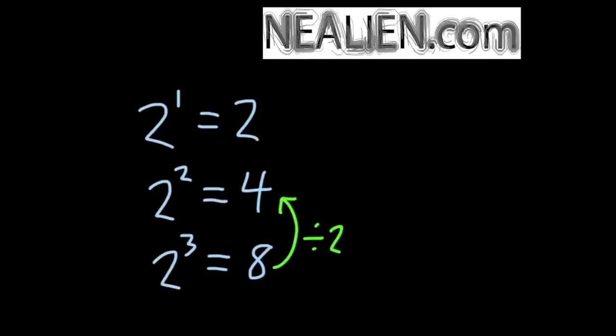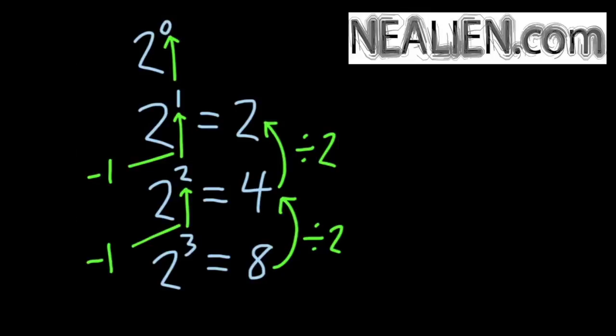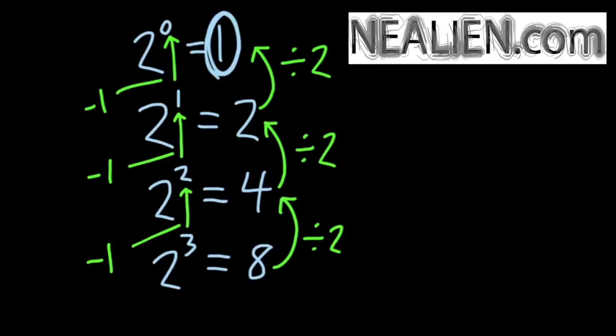If you go from the 8 to the 4, you divide by 2. If you go from the 4 to the 2, you also divide by 2. So if you decrease in powers from 3 to 2, you're dividing by 2 on the right side. If you decrease from 2 to 1, you're also dividing by 2. So therefore, if we go to 0, which is 1 less than 1, we take the 2 on the right side and divide by 2. 2 divided by 2 is 1.